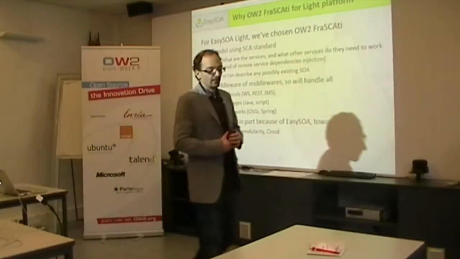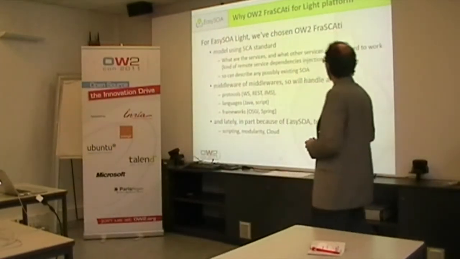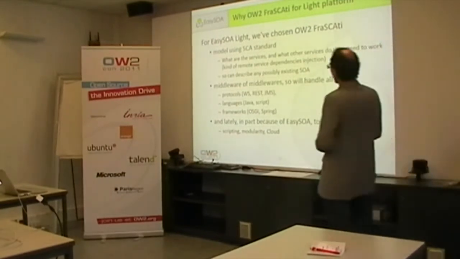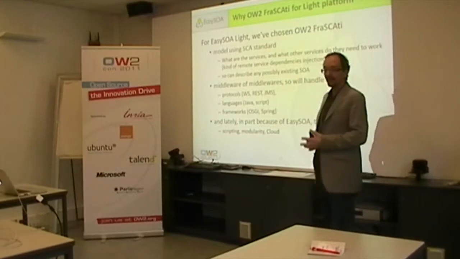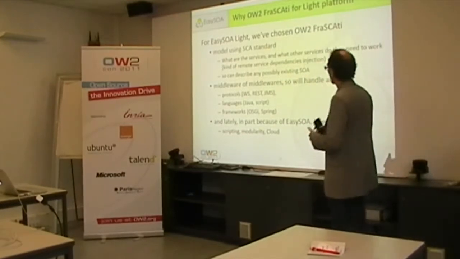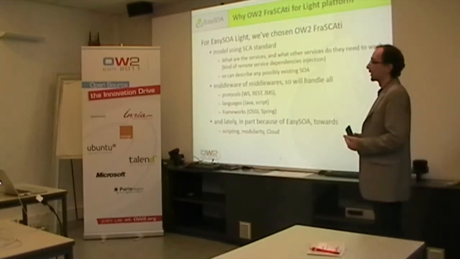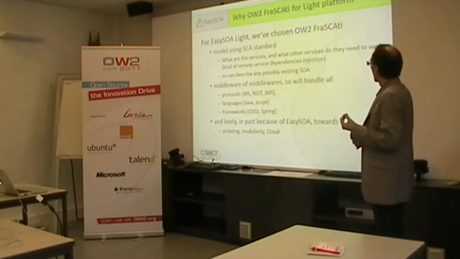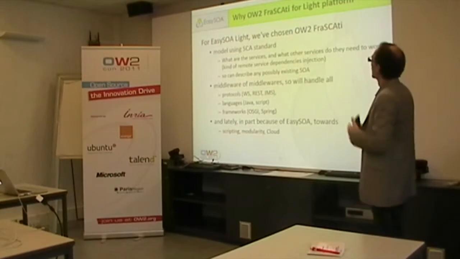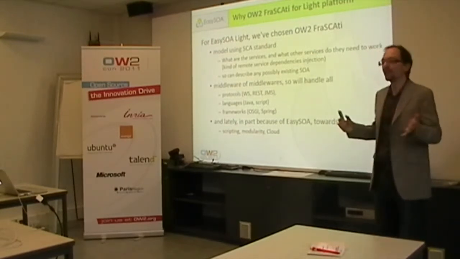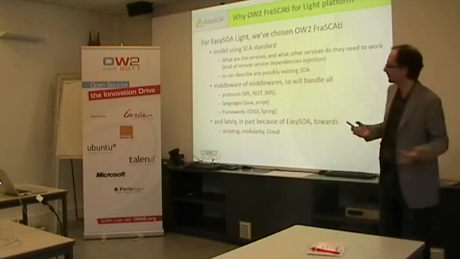Second, why OW2 FraSCAti for EasySOA Lite? I've already said that its model is using the SCA standard. So a few words about the SCA standard. SCA stands for Service Component Architecture. It's like, what are the services you're using, and what are the services they need to work? That's kind of remote service dependency injection, remote Spring, remote DI.